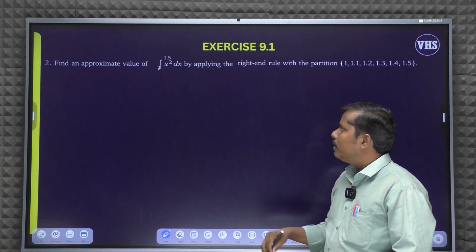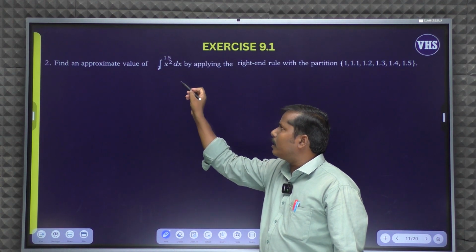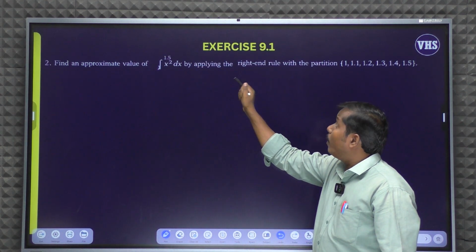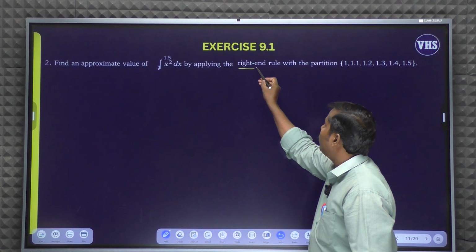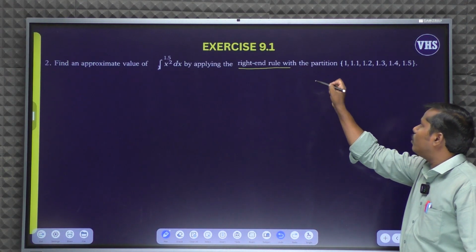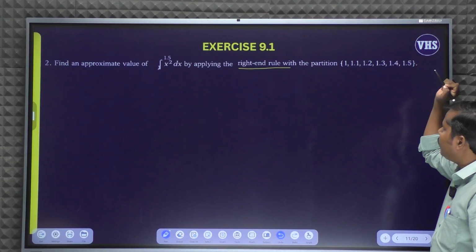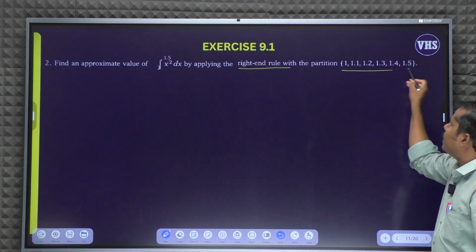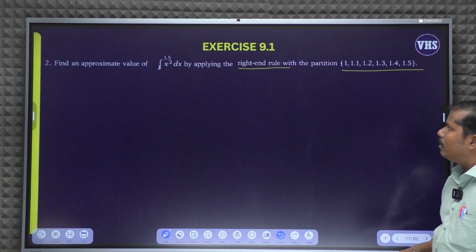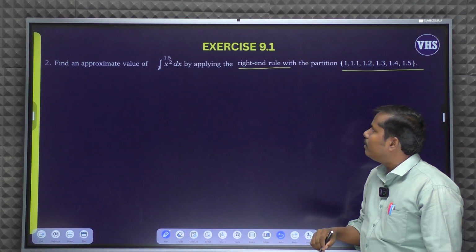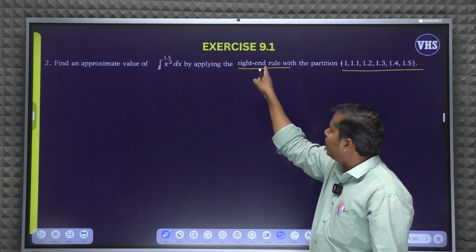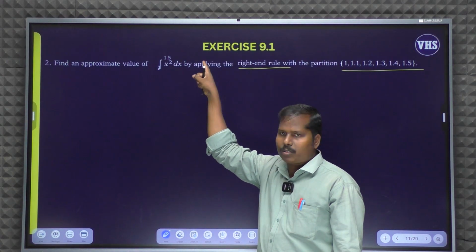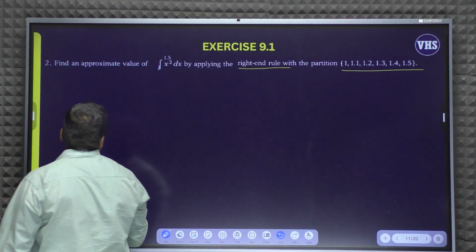Have a look at the question. Find an approximate value of the integral from 1 to 1.5 of x square dx by applying the right hand rule. What is the rule you have to use here? Right hand rule. And the partition is given to be 1, 1.1, 1.2, etc., up to 1.5. Now let us proceed as in the previous problem. Actually two changes we are getting here. One thing, right hand rule. Another one, in the previous problem we got x, here you are getting x square. Okay, let's go to the problem.